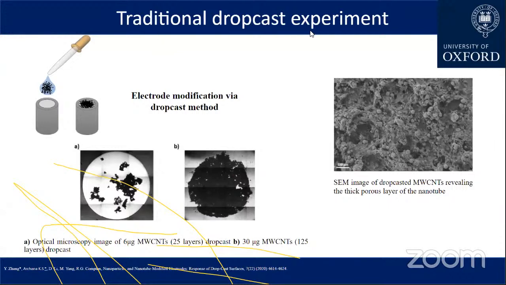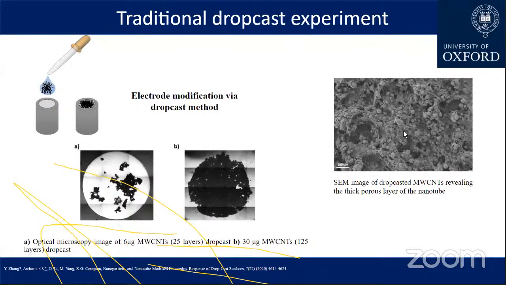That's where the traditional drop cast experiment comes into play. Here we have our carbon nanotubes dispersed in a solution, and then the dispersed solution is drop casted over the working electrode, that is the glassy carbon electrode. We dry the electrode, and then here I have taken optical microscopy images of two different concentrations of carbon nanotubes drop casted on the glassy carbon electrode. One is 6 microgram, and it's only covering 20 to 30% of the glassy carbon surface, whereas the 30 microgram drop cast, of course, covers the whole glassy carbon electrode.